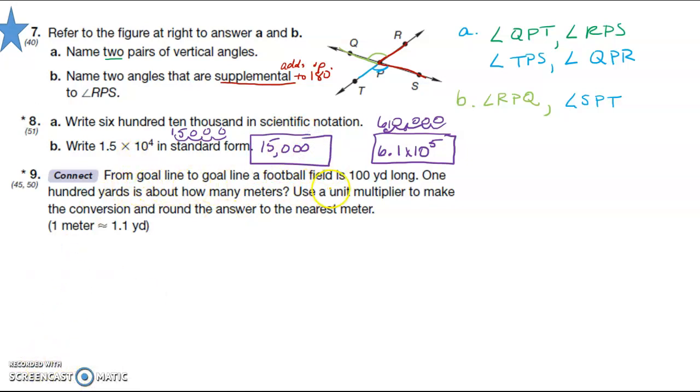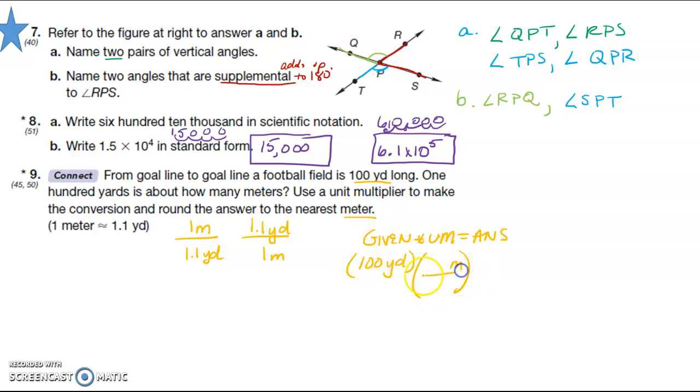Okay, from goal line to goal line, a field is 100 yards long. 100 yards is how many meters? Use the unit multiplier to make the conversion and round to the nearest meter. So our unit multiplier is either 1 meter over 1.1 yards or 1.1 yards over 1 meter. We're going to use the given times the unit multiplier is equal to the answer. We are given 100 yards.